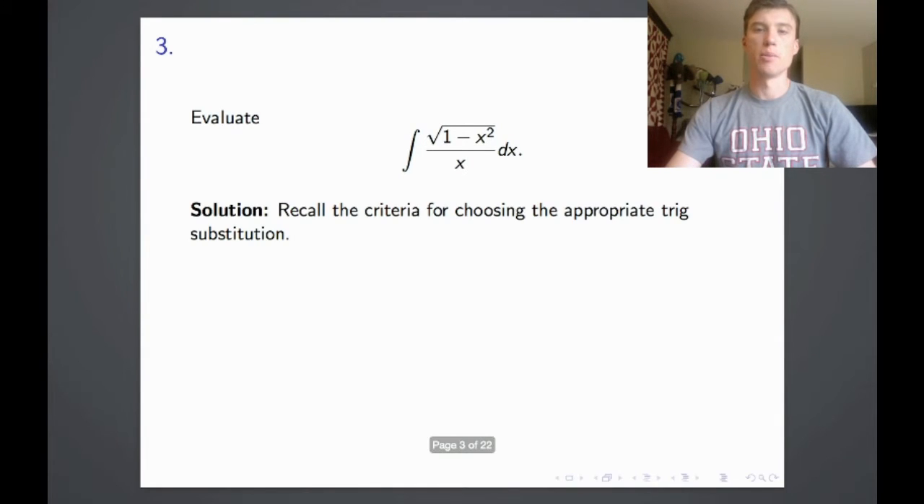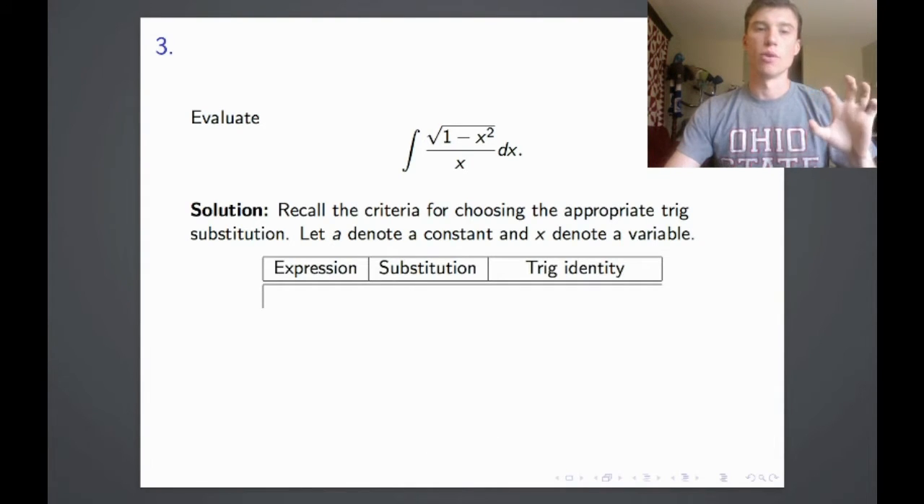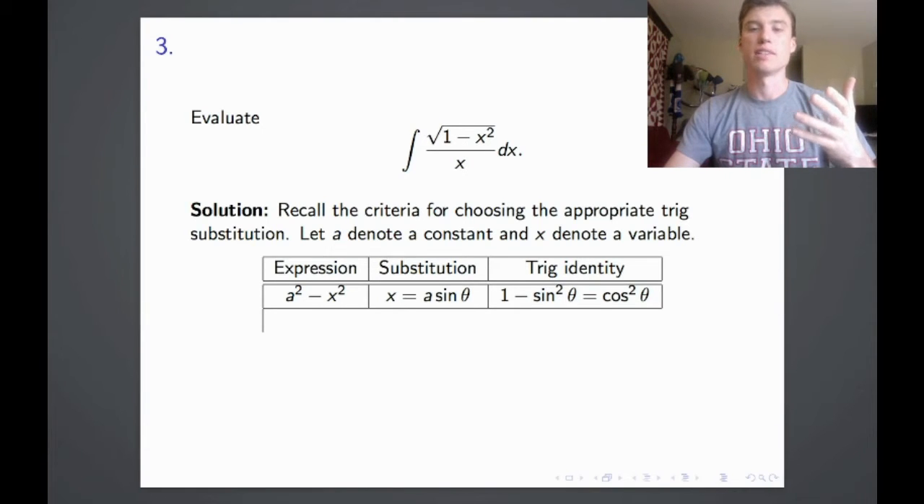Let us take a moment to recall the criteria for choosing the appropriate trig substitution. We will let a be a constant and x be a variable. For a given expression, we will identify the substitution and the corresponding trig identity. If we are looking at the expression a squared minus x squared, we will make the trig substitution x equals a sine theta. This arises from the trig identity 1 minus sine squared theta is equal to cosine squared theta.